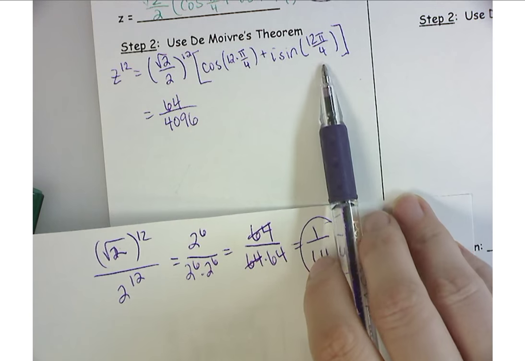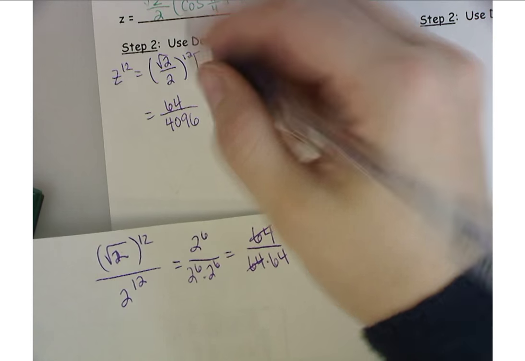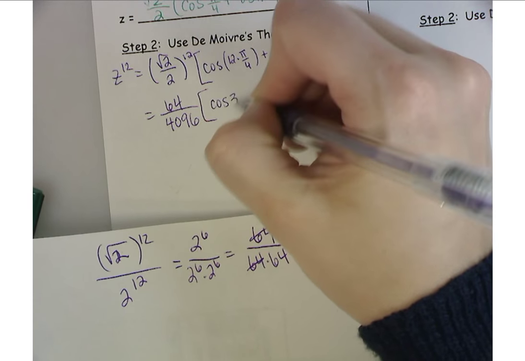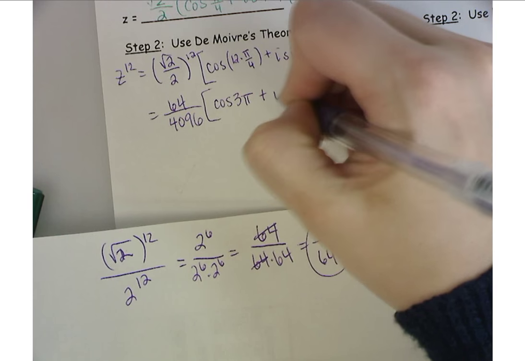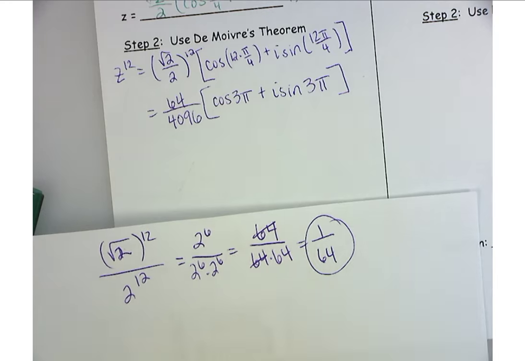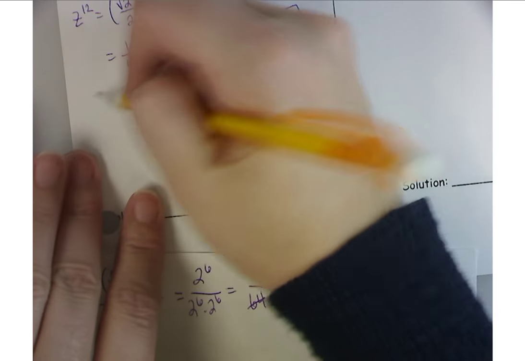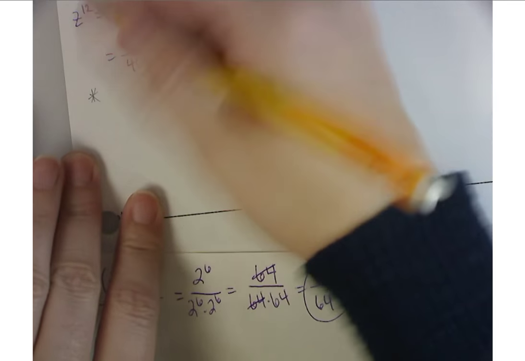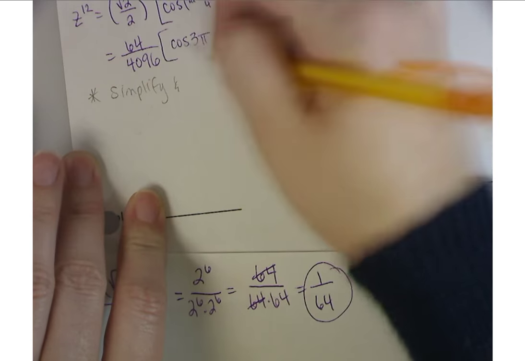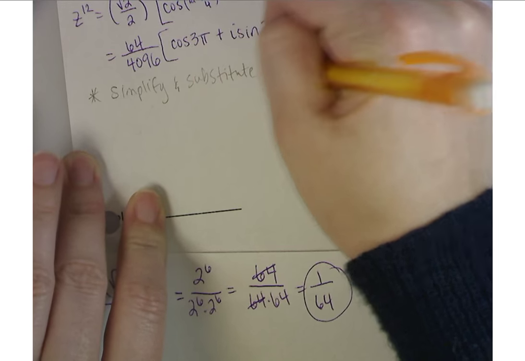So we have 12 pi over 4, which is going to reduce to what? Yeah, 3 pi. So 3 pi plus I sine of 3 pi. And then from here, we are going to simplify and substitute in values. So simplify and substitute.